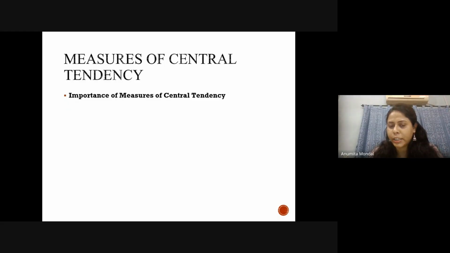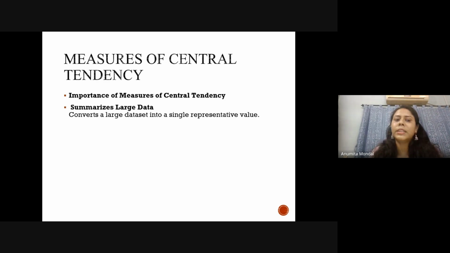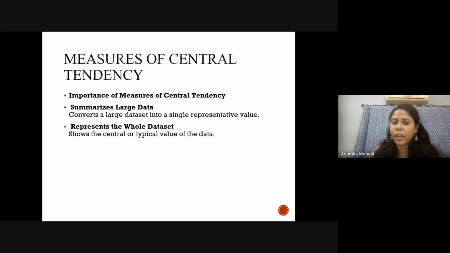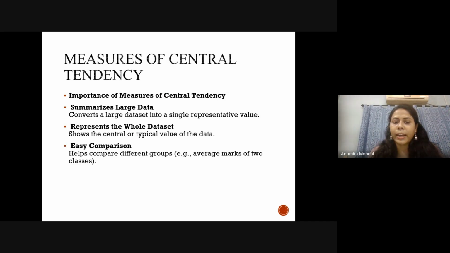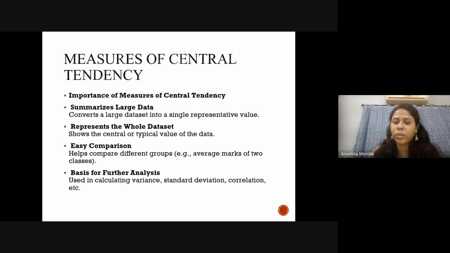in our agriculture statistics or any kind of data analysis part. First, it summarizes the large data, represents the whole data set with a single value, and is easy for comparison. And last one is it is a basis for further analysis like variance, standard deviation, correlation, etc.